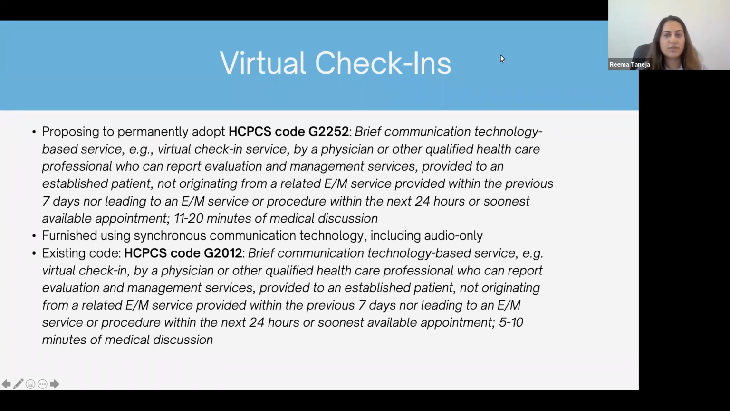They are still proposing to allow this to be performed via audio only. So the requirement is that the interaction must be synchronous, but it can be provided solely by an audio technology. So again, this would further expand the care management services as well, allowing for additional reimbursement for longer virtual check-ins. And it seems that, in CMS's eyes, this code has been allowing patients who are not comfortable going back into a physician's office, for example, to receive extended audio-only services. So this is definitely one that we will want to comment on to make permanent.